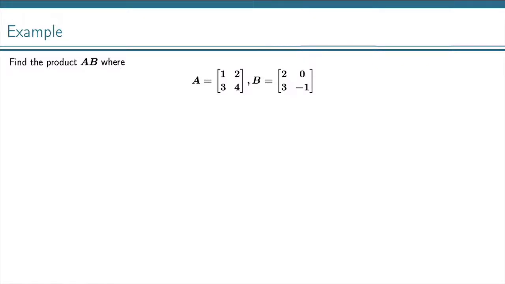Find the product AB with these two matrices. So for AB, I'm going to just write these next to each other: 1, 2, 3, 4, and 2, 3, 0, negative 1.